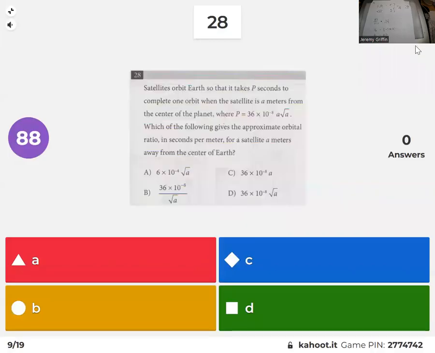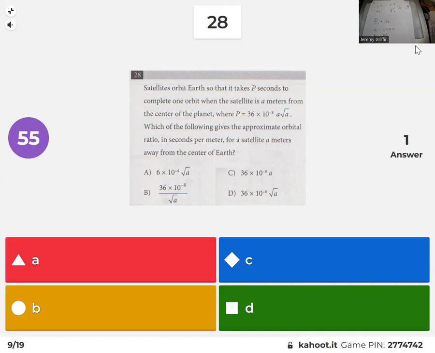28. Satellites orbit Earth so that it takes P seconds to complete one orbit when the satellite is A meters from the center of the planet. P equals 36 times 10 to the negative 8 times A times the root A. By the way, it's related to Kepler's third law of planetary motion. That's A to the power of 3/2, if you like that. Which of the following gives the approximate orbital ratio in seconds per meter for a satellite that is A meters away from the center of Earth?